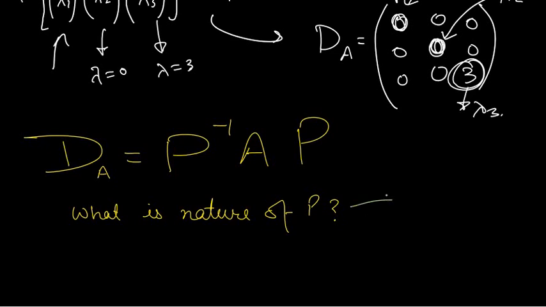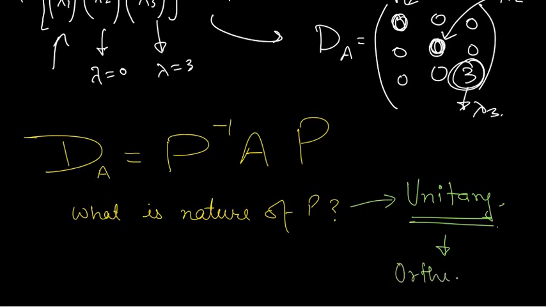If you check the nature, it will come out to be unitary. So P is a unitary matrix if it is in the complex plane, or if there is a complex eigenvector. If you have a real matrix, then it will be an orthogonal matrix. So these were the things about the P matrix. P is unitary in nature. In case of similarity transformation, matrix P is always unitary in nature. So this is a kind of similarity transformation.